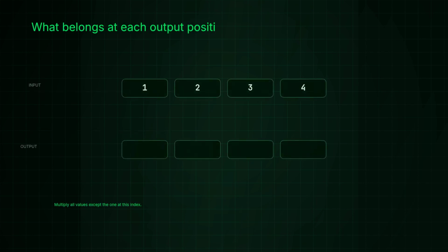Product except self. Multiply every other value without division. We are given the array 1, 2, 3, 4. For each position, multiply every other value but leave out the value at that position. Return the complete output array without using division.